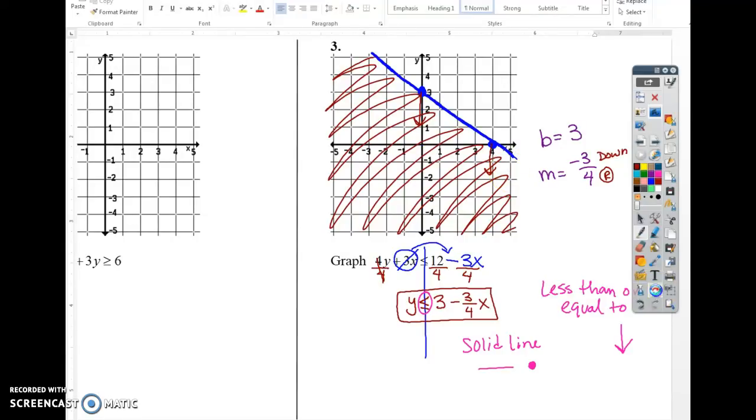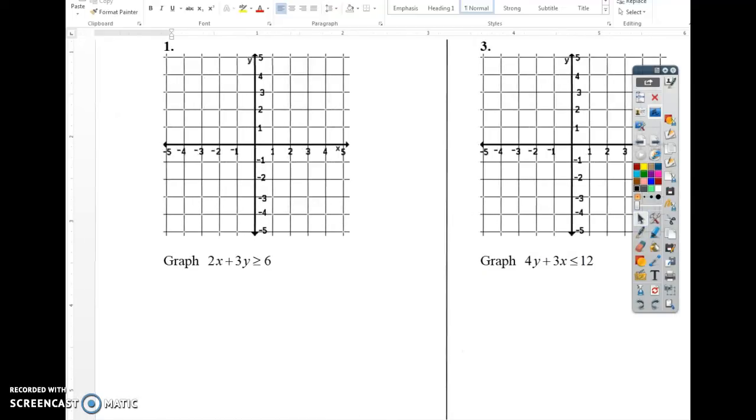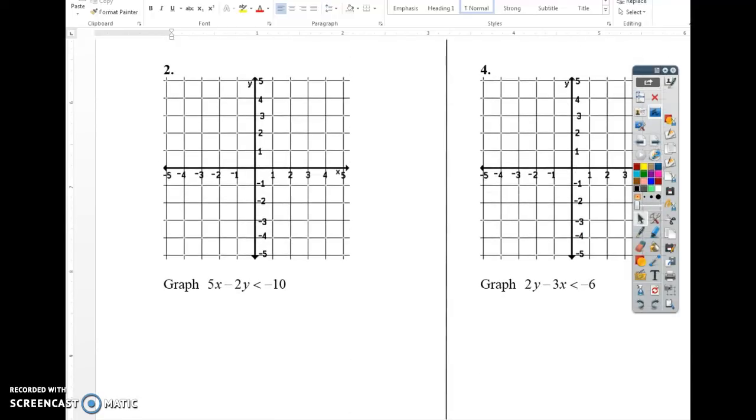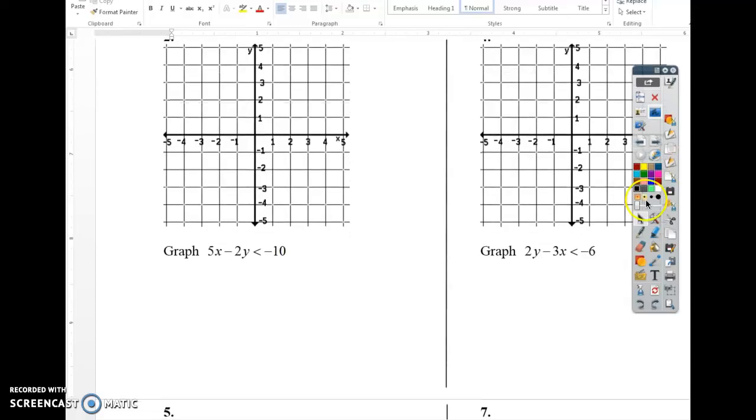Problem number 2. Let's go down to problem number 2. I don't want to waste any time. Remember, if I'm going too fast at any point, you need to pause, rewind, whatever it is that you need to do. Okay, we're going to solve for y. So what do I need to move first? I need to move my x over, change the sign, minus 5x, cancel.